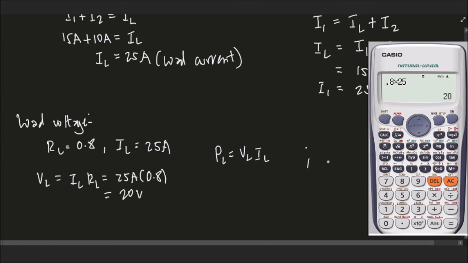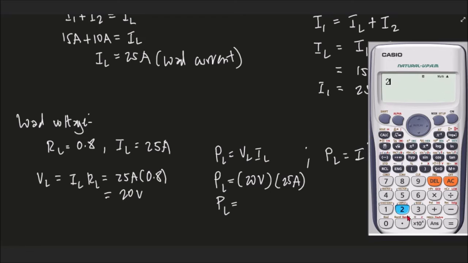So the other formula for PL is also equal to IL squared times RL. Okay, so we use this one first. We have the voltage, 20 volts, times 25 amperes. Okay, so our PL is equal to, let's see our calculator again, 20 times 25. This is equal to 500 watts.